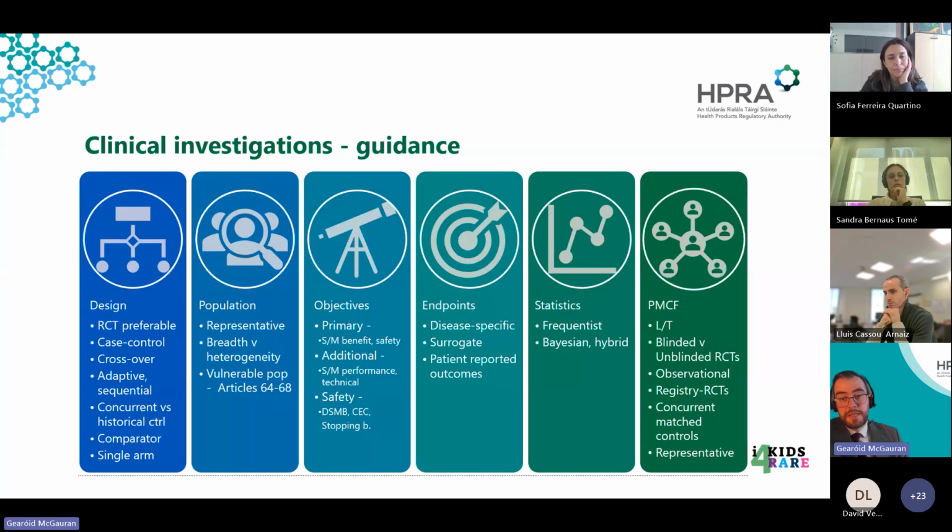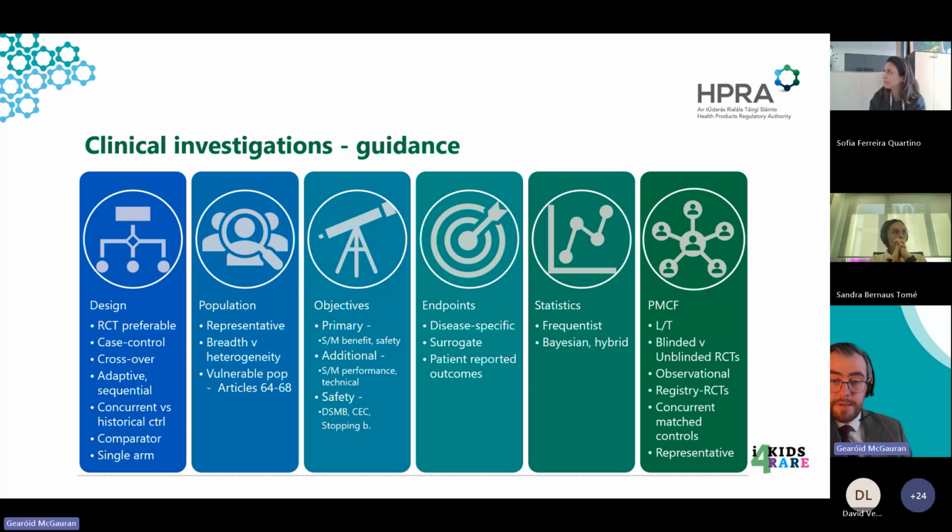With that in mind, the document gives guidance on several aspects of clinical investigations for orphan devices. First, study design. As I mentioned, a randomized control trial is preferable, although it is acknowledged that other alternative study designs may be suitable, specifically case control trials that aren't randomized, or crossover studies where the patients act as their own control, and certain adaptive and sequential designs might be suitable as well.